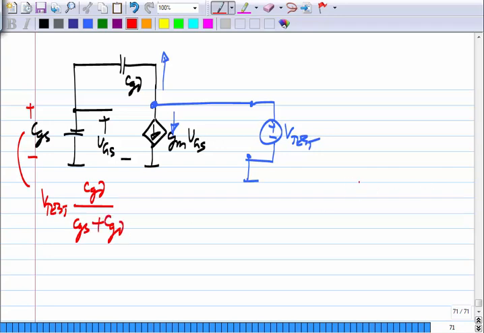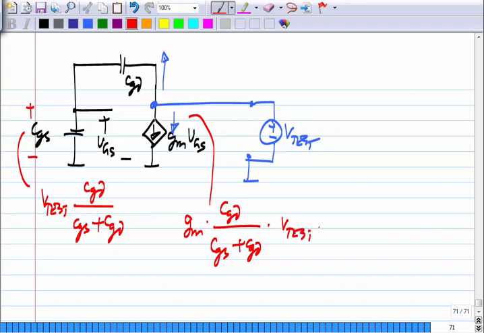Okay. And that multiplied by GM is the current over there, which is GM CGD by CGS plus CGD times V-test. Okay. So, if you look at the expression for this current, it looks like this voltage times some number. So, obviously, this is the equivalent conductance. Okay.